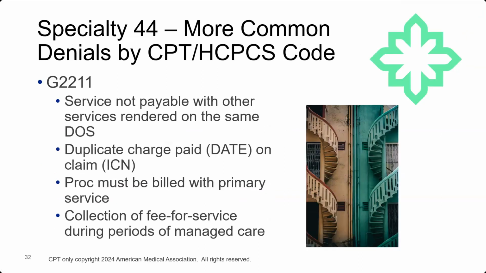And then the G2211, which is a Medicare add-on code for evaluation and management services. This was introduced back in 2024 to capture the complexity and the resources that are required for establishing and maintaining that continuous or longitudinal relationship with the patient. Being denied because this service is not payable with other services rendered on the same date. Could be that that code was submitted along with a code other than an E&M code. That is an E&M add-on code. There's a couple other codes that just recently are beginning in 2025. You can also bill with it, but they are a form of an E&M service.